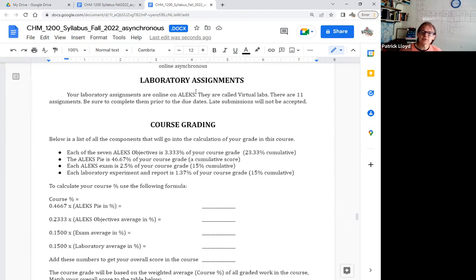Okay. In terms of the laboratories, this is again on ALEKS. There's 11 virtual labs. Okay, they all have due dates, 1 every week, essentially due Sunday at midnight.